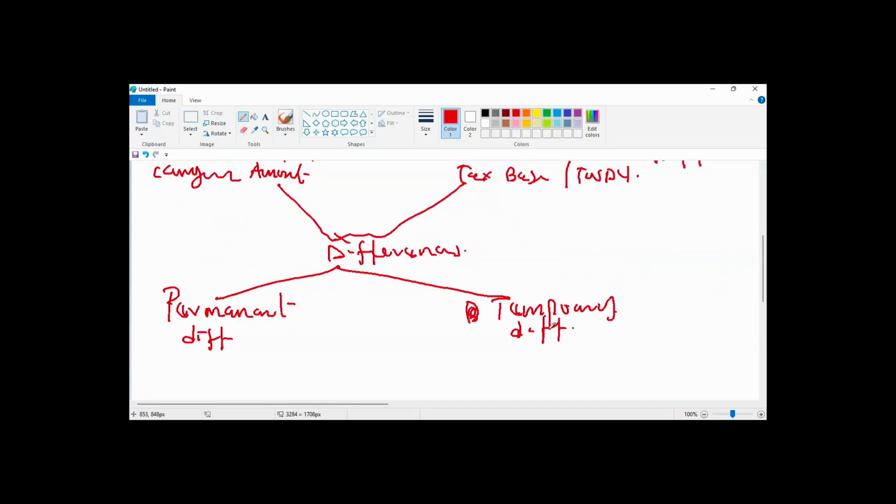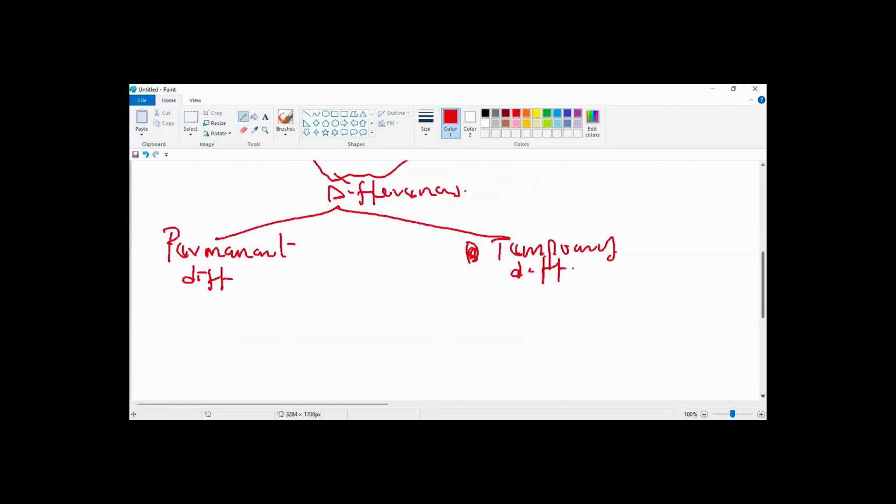Permanent difference is a disallowable expense. Don't forget, what do we do to disallowable expenses? We add them back. They are disallowable expenses.